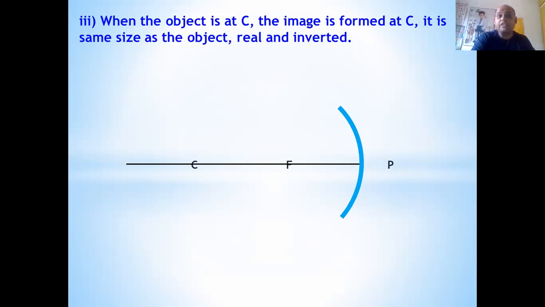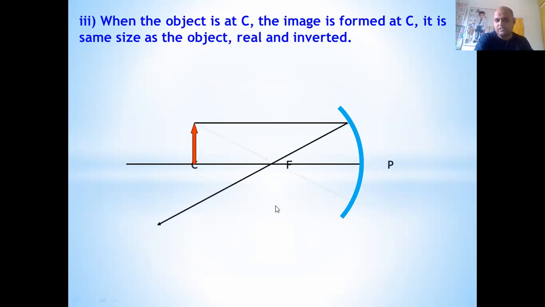When the object is exactly at C, the image is also formed at C and it is the same size as the object, real and inverted. Let's see. This is the object. One ray from the top and another ray also from here. And this is the reflected light.